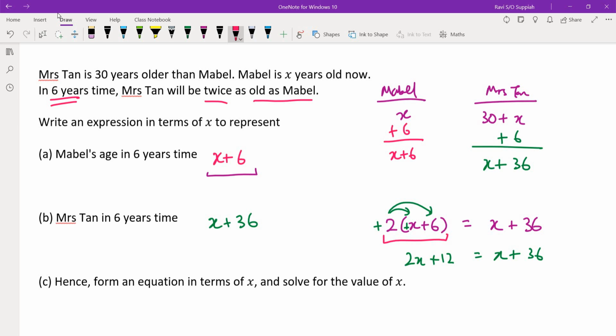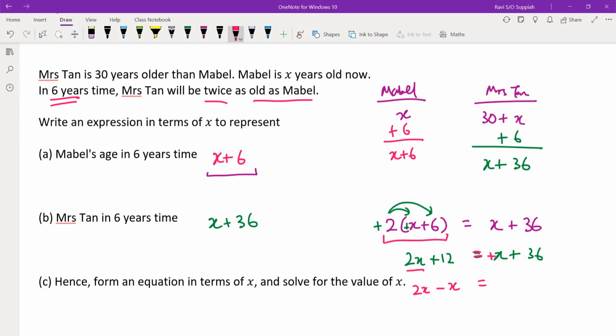Always remember that whenever you bring any term across the equal sign, the sign will change. So plus will become minus, minus will become plus. For X, the sign here is plus, correct? If you don't see a sign, you know it's a positive sign. So when I bring it over, it will become negative X. So here I have 2X, and when the plus X comes over, it will become minus X.